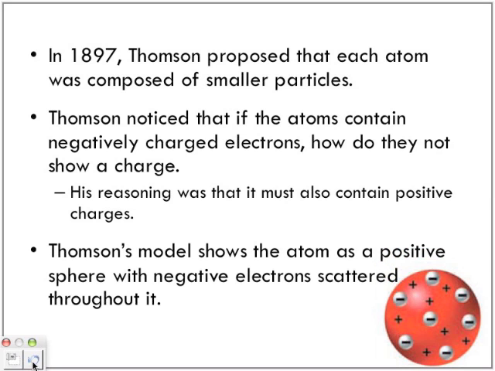Thomson's model shows that the atom has a positive sphere with negative electrons scattered throughout it. So the atom itself was positively charged, and within it, he said there were these negatives that must have been circling within, right? And this was what Thomson proposed. So this is Thomson's idea of the atom.